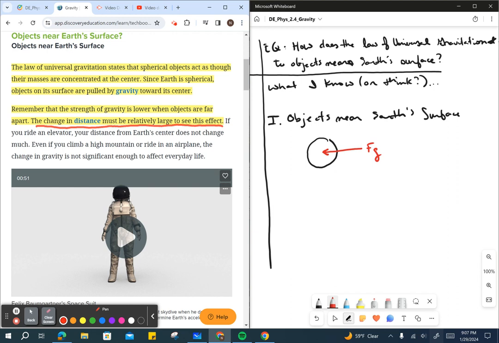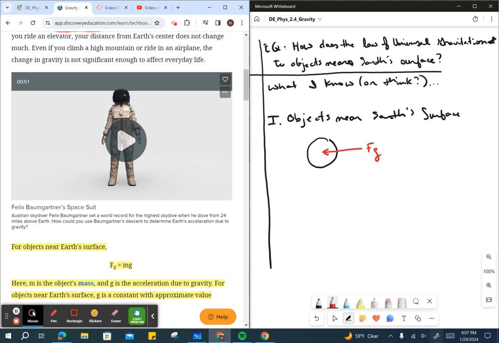Just because you go from sea level, you're at the beach, and then you go and climb a mountain that's 10,000 feet high, that's not an appreciable increase. You're not going to really notice a big change in the gravity. But if you're on the International Space Station versus on the beach, now you're starting to get to an appreciable difference in distance, and you're going to sense a change in the gravitational force. That's what they're trying to say here.